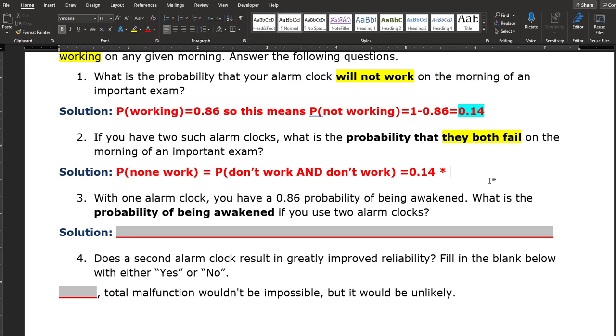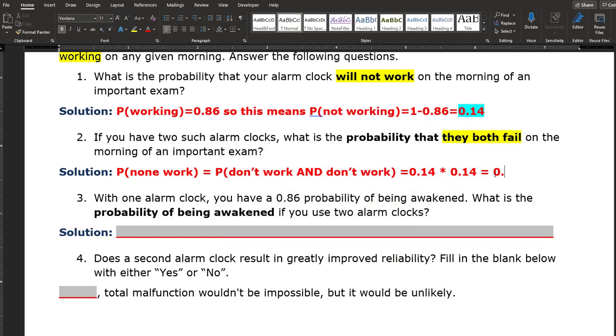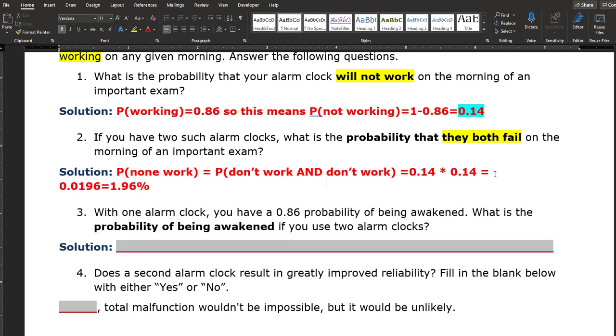You would want them to be independent, since you wouldn't want them connected to the same thing because they both could fail. So we're going to assume they have their own battery packs or their own method of working. So the first one is 0.14. The second one will also be 0.14. Now we can multiply these two together. 0.14 squared is 0.0196. If you're doing that as a percentage, it's basically a 1.9% chance neither of them work.